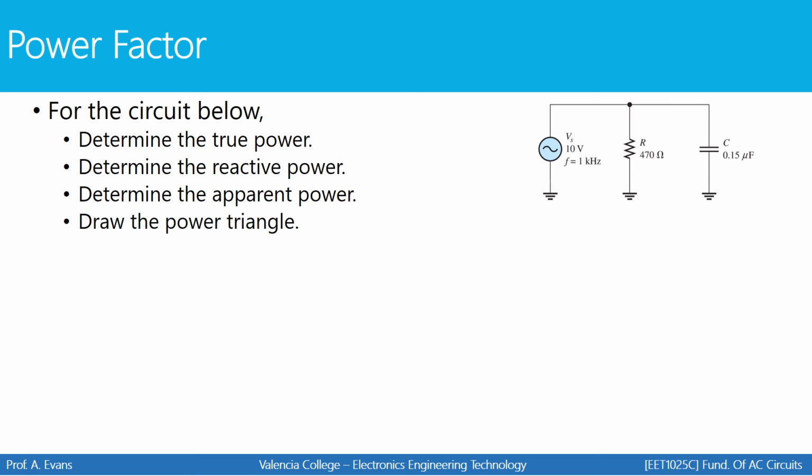Let's look at one more circuit where we have a parallel RC circuit. We're basically going to determine the power triangle by finding the true, reactive, and apparent power. Let's start by finding XC.